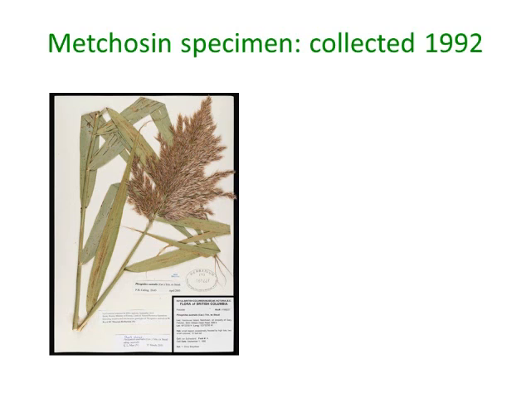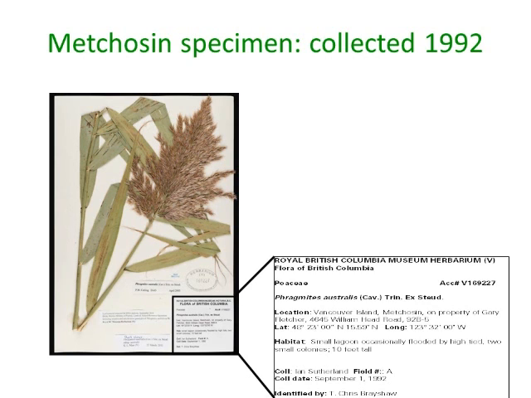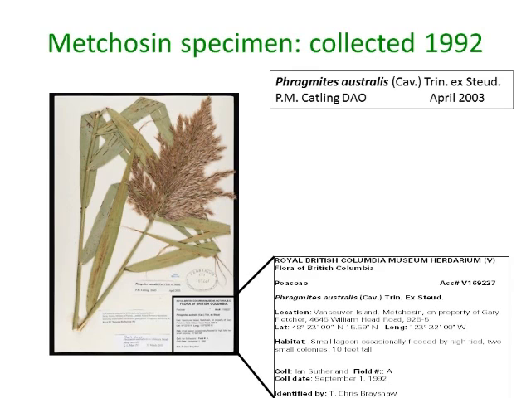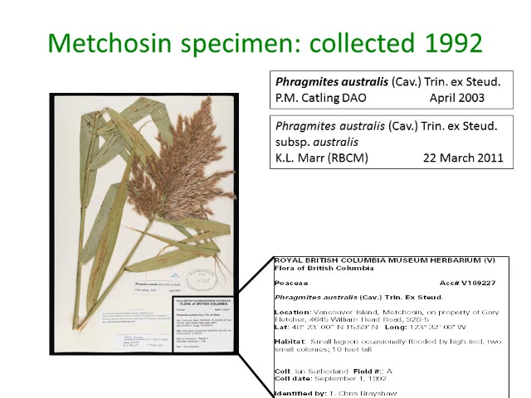So the story for this project actually began in 1992 when someone collected a specimen from Metchosin. It was identified to species by our former curator, Chris Brayshaw. Subsequently, the Canadian expert for distinguishing the invasive and the native subspecies, Paul Catling, came to our collection. Actually, more likely, we sent him the specimen in Ottawa, and he identified it. He confirmed, yep, that's the right species.